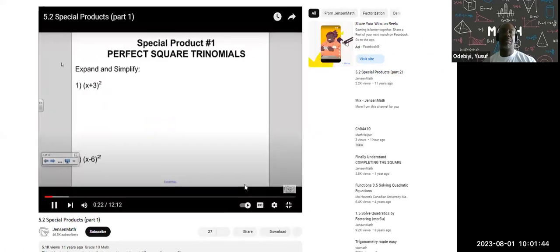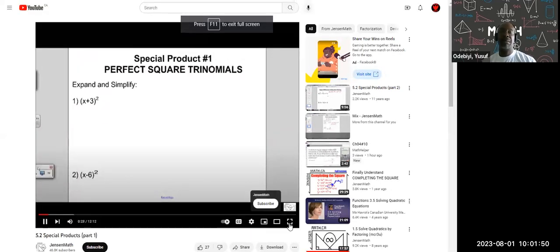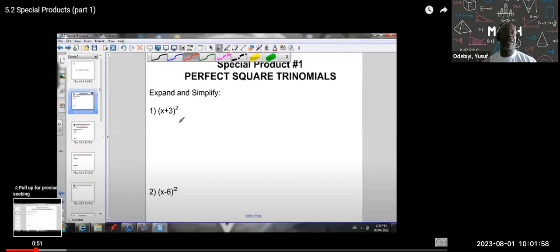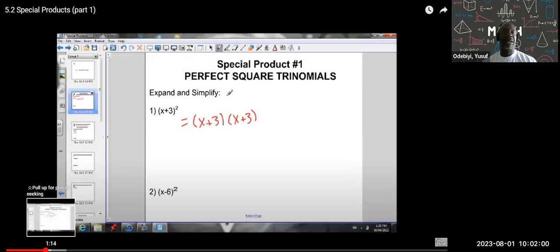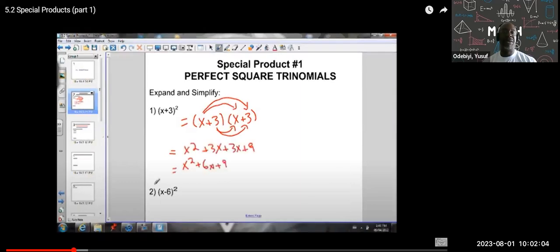First off, we're going to learn about perfect square trinomials. Before we learn the rule for that, let's just work on expanding these two. Let's get into a perfect square first of all, because we already know how to do that. That's grade 10 stuff.